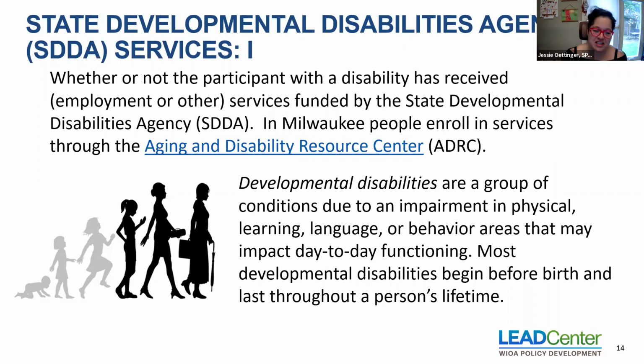But first, the definition of developmental disability. Developmental disabilities are a group of conditions due to an impairment in physical, learning, language, or behavioral areas that began during the developmental period that may impact day-to-day functioning. Most developmental disabilities began before birth and last throughout a person's lifetime. Some examples include attention deficit hyperactivity disorder, autism, cerebral palsy, muscular dystrophy. It's not a total rule of thumb, but generally these are conditions that folks are born with and that stay with them throughout their lives. So that's a developmental disability.